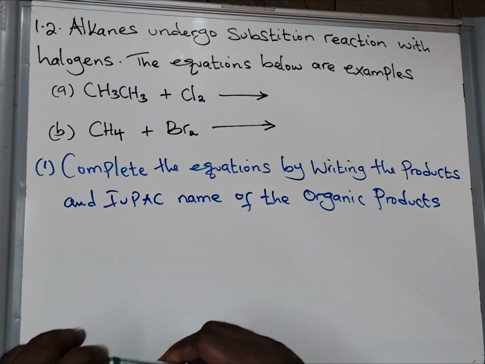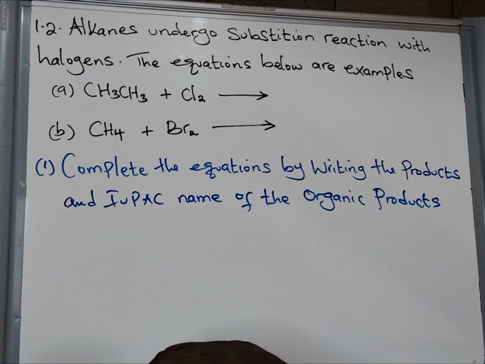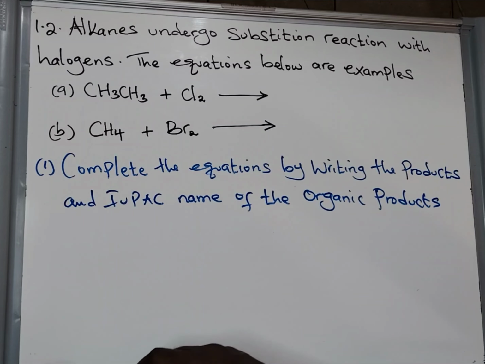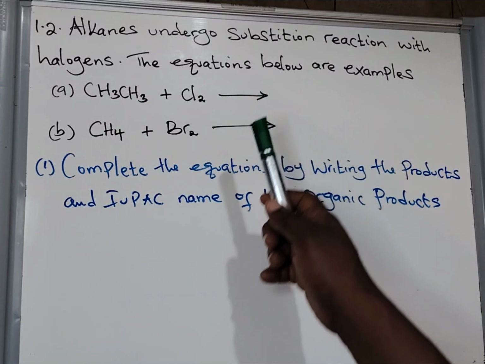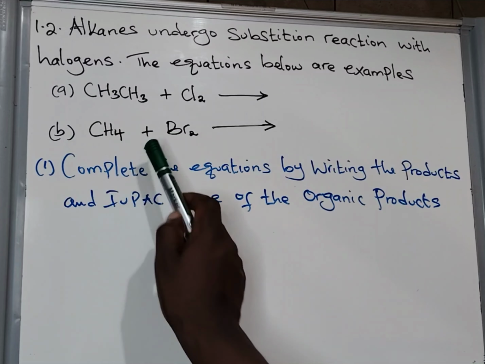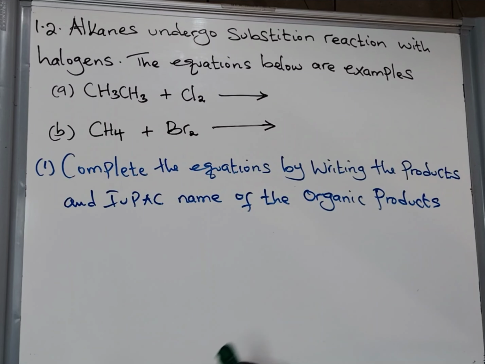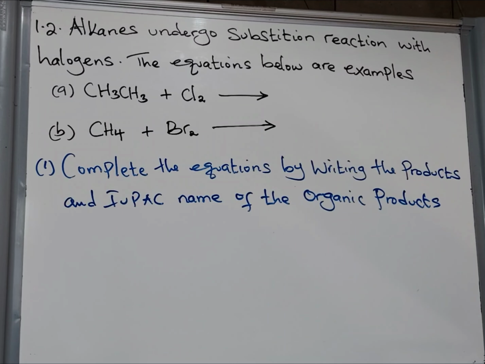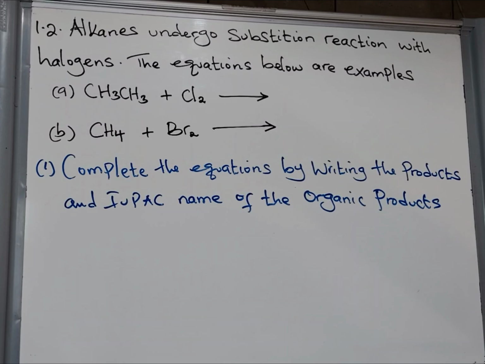Yes, we are still proceeding with the reactions of alkanes, and this question comes. It says, alkanes undergo substitution reaction with halogens. The equations below are examples. Okay, these are the examples A and B. And the question says, complete the equations by writing the products and IUPAC name of the organic product.